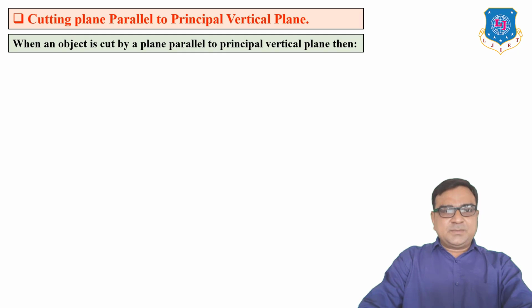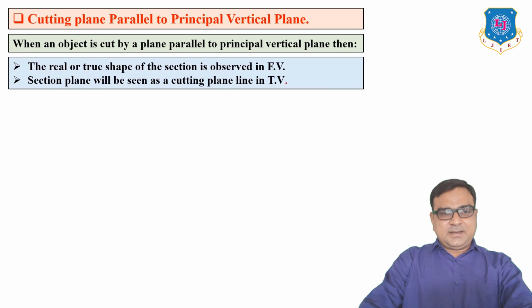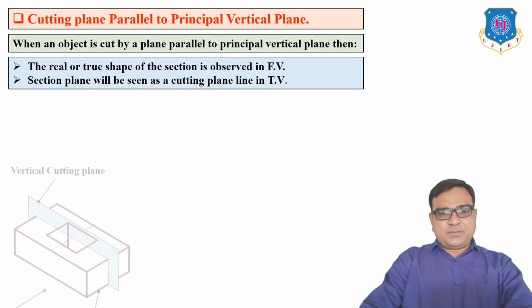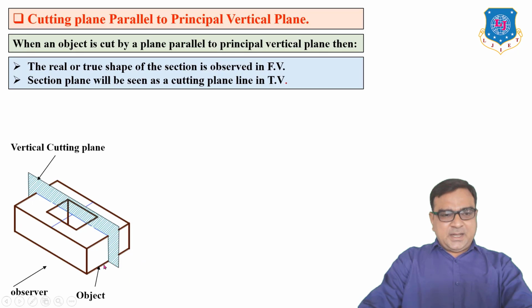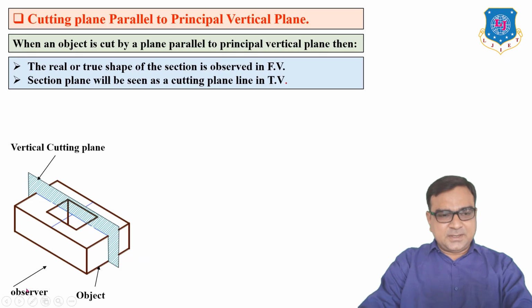Now here, when the object is cut by a plane parallel to the principal vertical plane, then the real or true shape of the section is observed in the front view, and the section plane will be seen as the cutting plane line in the top view. For example, here I have an object. This is the position for the observer. This is one rectangular prism in which there is a rectangular hole centrally.